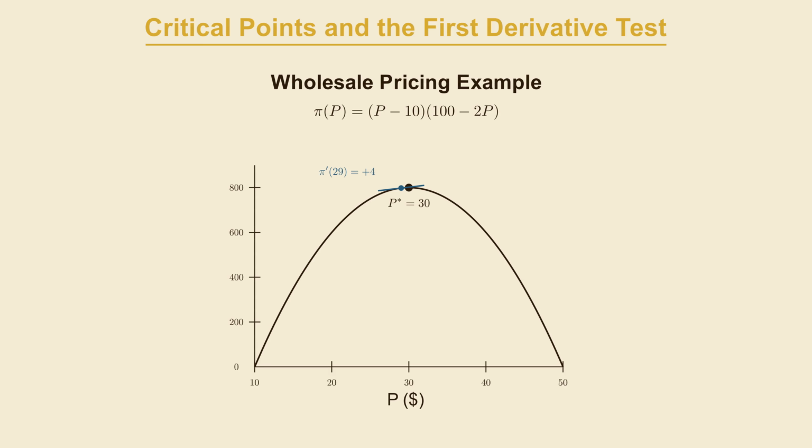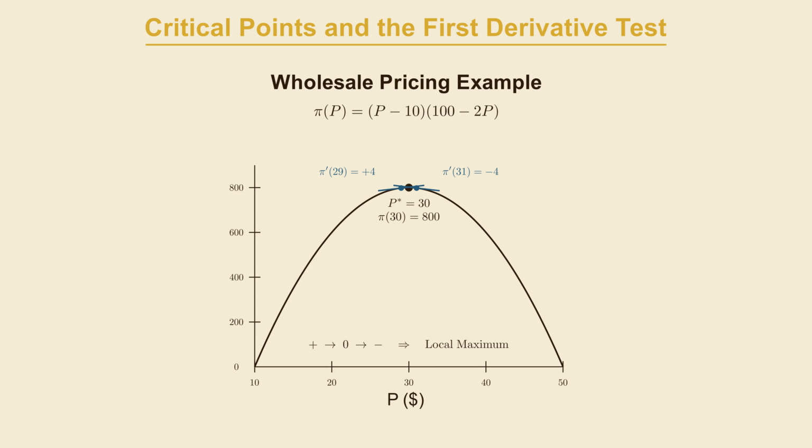At a price of 29, pi prime ends up being positive. At a price of 31, pi prime ends up being negative. The derivative goes from positive to negative as we cross p equals 30, so 30 is a local maximum. To find the actual profit at the optimum, we just plug 30 back into the profit function. The optimal daily profit ends up being $800 at a price of $30 per unit.